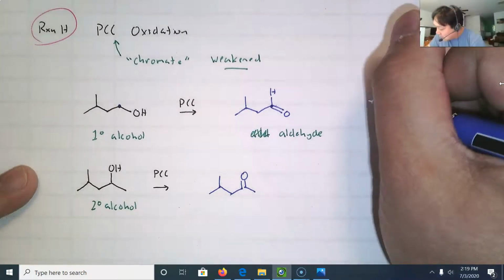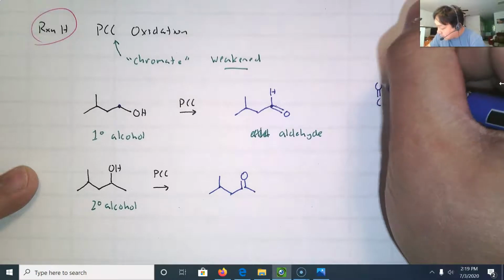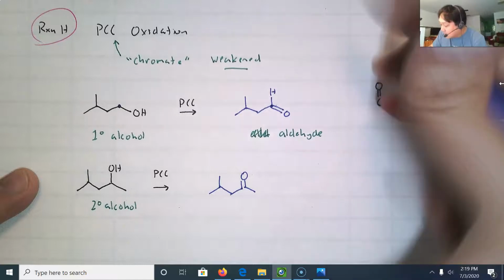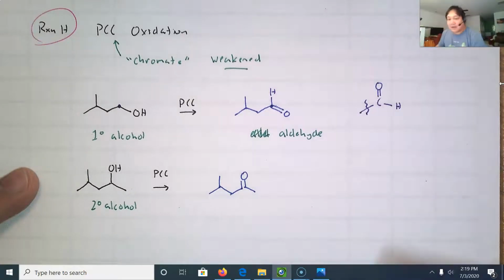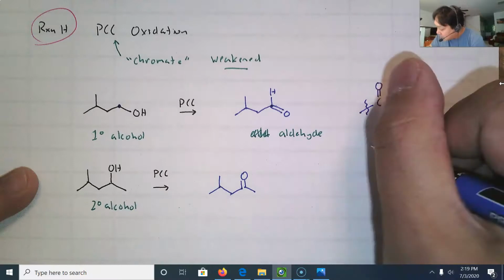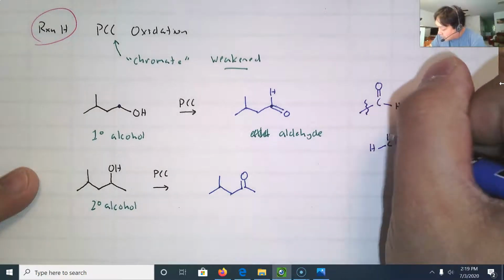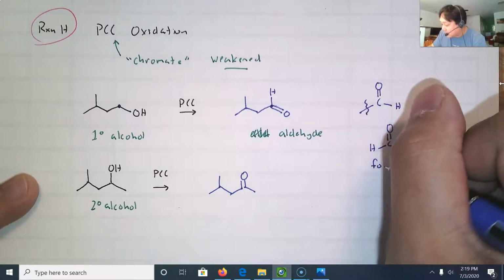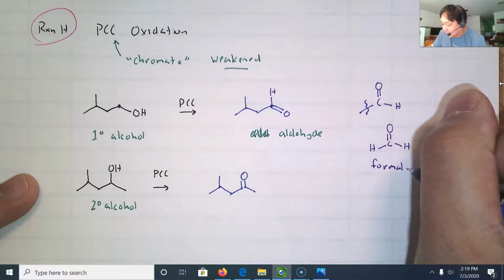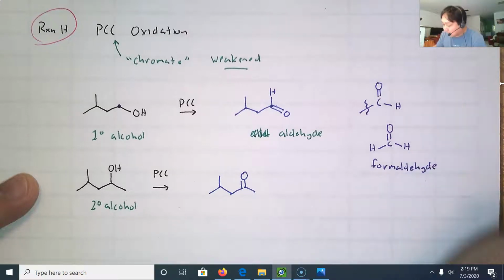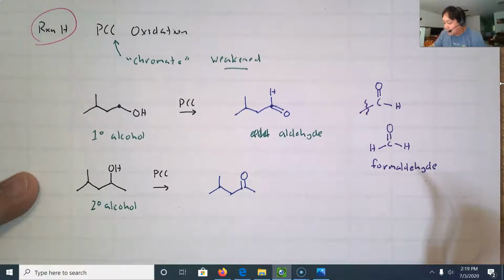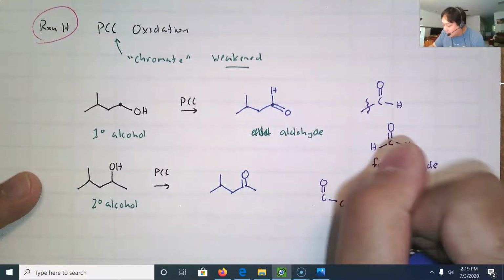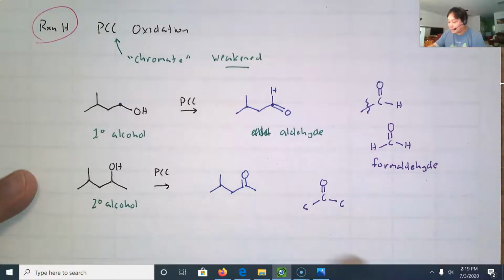An aldehyde is a molecule that has what's called a carbonyl group and at least one hydrogen off of that carbon. So this is an aldehyde, and then the smallest aldehyde actually has 2 hydrogens off that carbon. And those of you who are going to the medical field, this is formaldehyde, the tissue preservative. Okay. For a ketone, you don't have a hydrogen off of that carbon. So you have the carbonyl carbon, and you have a carbon on the left and a carbon on the right. That's a ketone.